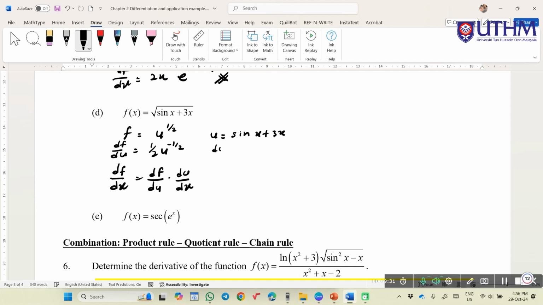du over dx is the differentiation of sin x plus 3x, which is cos x plus 3. Then substitute into the chain rule formula. df over du is 1 over 2 u power of negative 1 over 2, times du over dx, which is cos x plus 3.